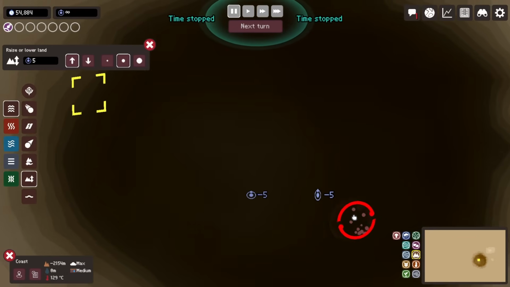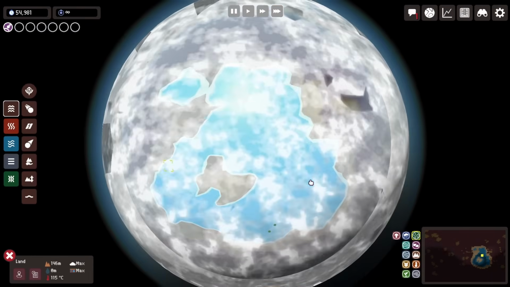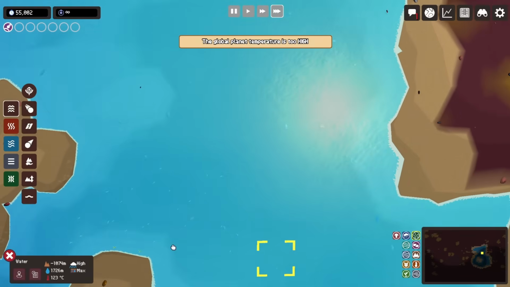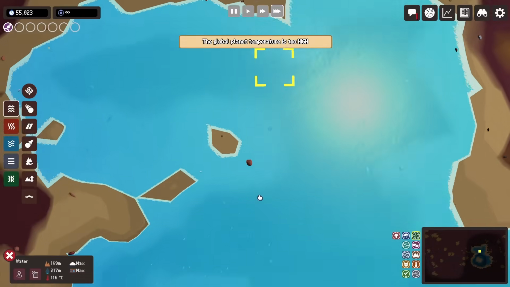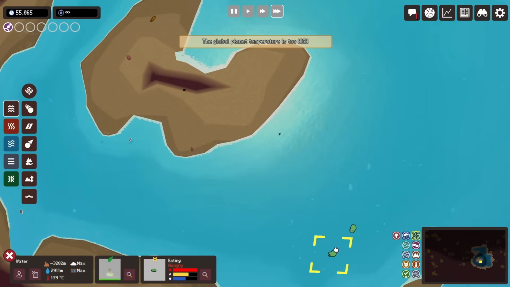So I had to try and increase the land to flatten it out a bit, and as soon as I did that, you can see almost all animals had died. There was still some life, but I did have to start over for the most part.